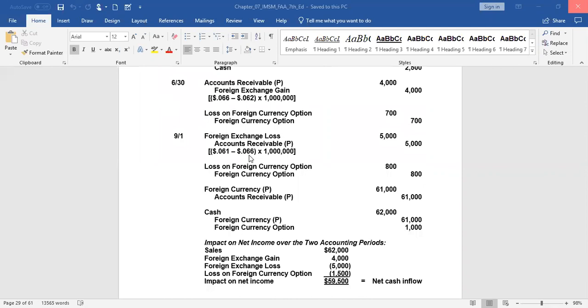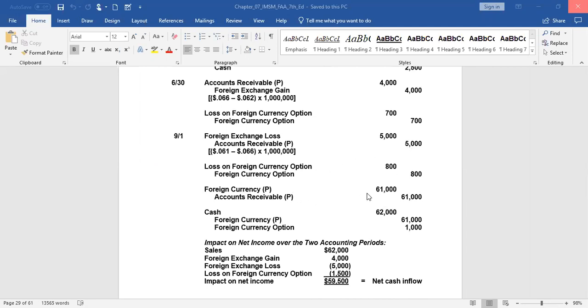through September 1st. So there was 0.005 loss per peso. You're receiving even less cash as of September 1st if you convert at the spot rate on September 1st. So 5,000 loss, credit accounts receivable. Also, any loss, decrease in value, time value on your foreign currency option will be recorded, as you see there.